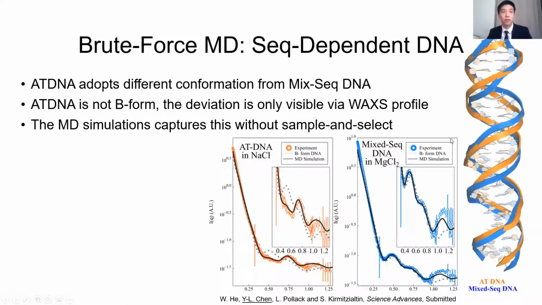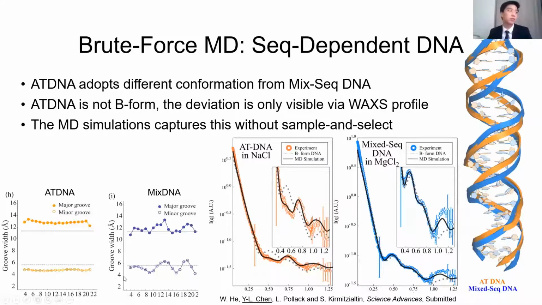So this is the final MD structure, and the AT DNA, obviously, has a larger major groove width and tighter minor groove width. If we do the structural analysis, this is what we're seeing. It deviates from the major groove average value and also the minor groove average value.